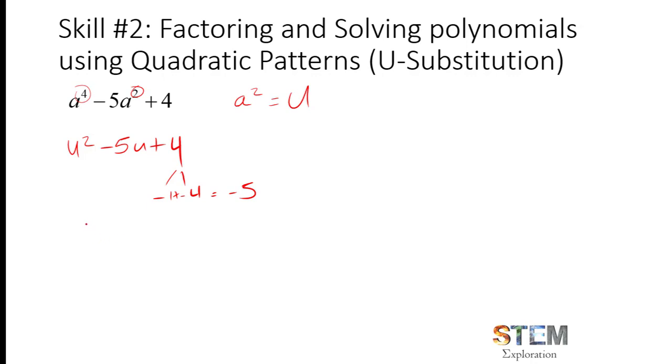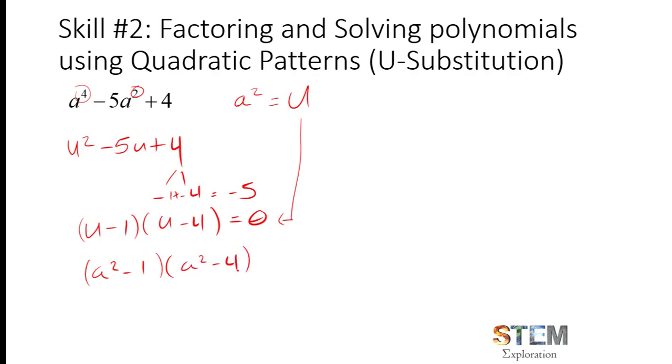Stuff that you probably feel pretty good about right now if you've been following these videos. So u minus 1 and u minus 4. Let's set this all equal to 0 because we're going to take advantage of the zero product property to solve this polynomial and find the zeros. So again, let's resubstitute the u back in. We'll get a squared minus 1 times a squared minus 4. And now we start splitting it apart.